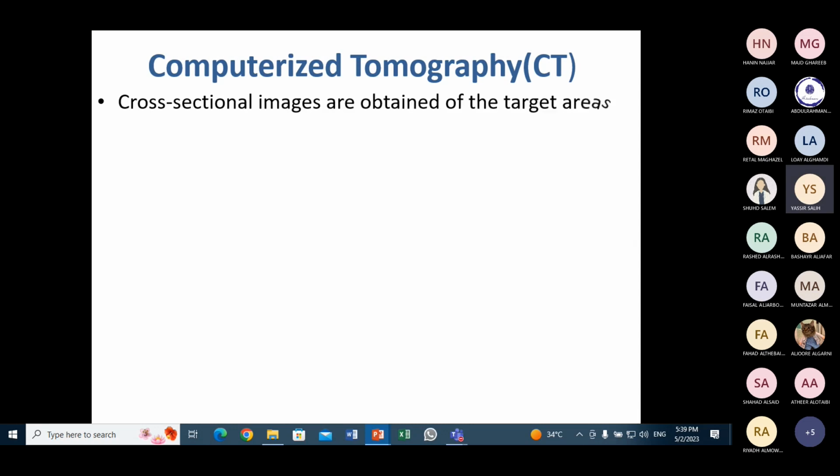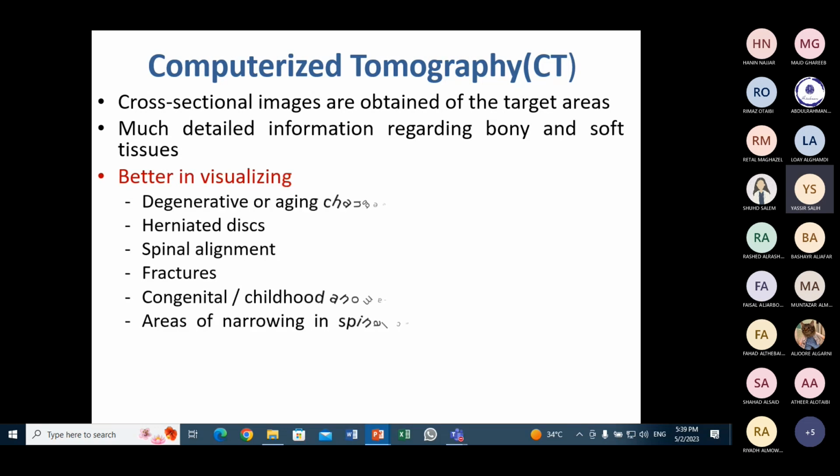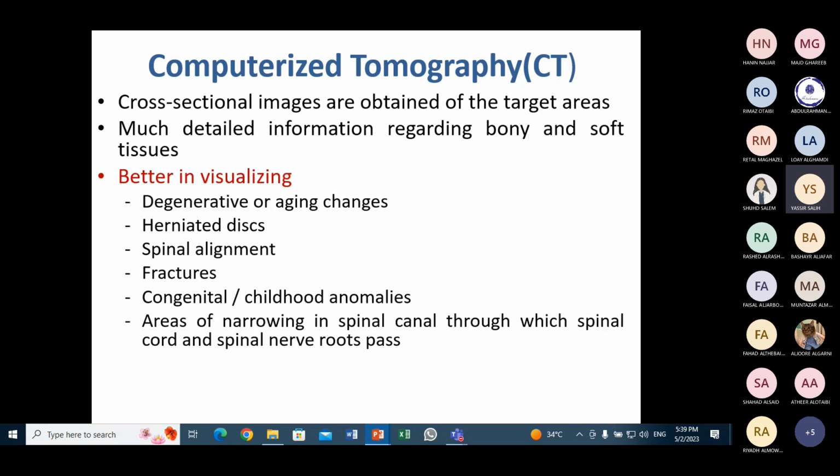The next imaging technique is CT. As we discussed, we always emphasize that CT is cross-sectional imaging. It is axial but can be reformatted into sagittal and coronal. CT gives us more information about bone and soft tissue. When we compare CT and plain X-ray, CT is better in assessment of degenerative changes. Degenerative or aging processes can be demonstrated well by CT compared to plain X-ray.